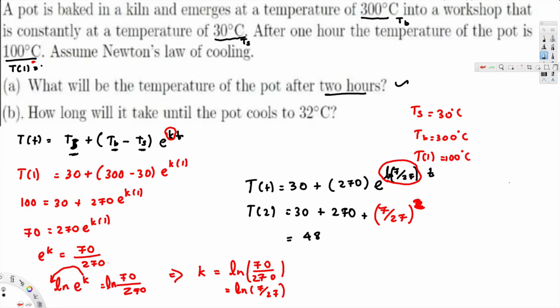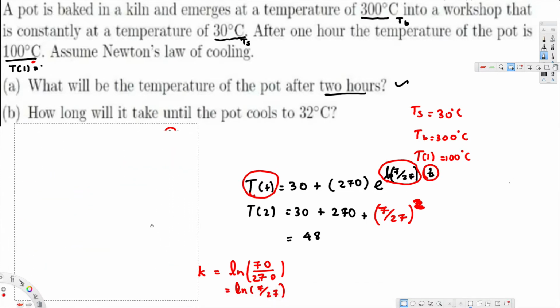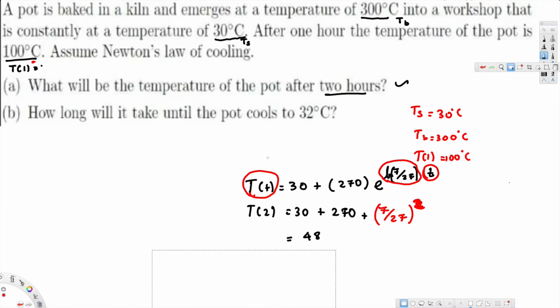Now let's look at the second part. Second part is asking how long will it take until the pot cools to 32 degrees Celsius. They have given this information and they are asking us to find this t. Let's go ahead and apply this equation again. I use the same equation here. T of t, that's what is given, 32, equal to 30 plus 270 times.